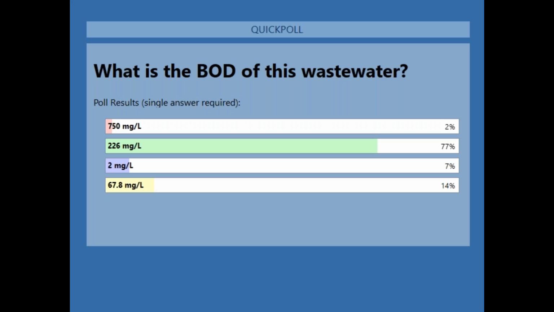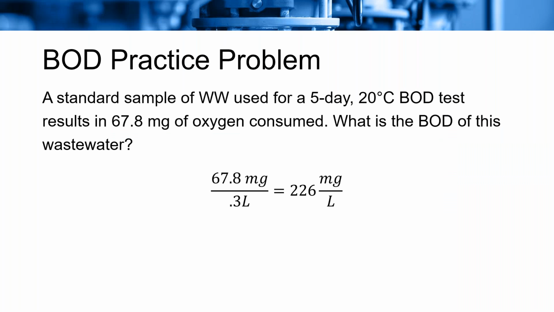All right, so again, it looks like most of us got this correct. I'll go ahead and show you the answer to the problem. Again, it's pretty simple. We're just dividing 67.8 milligrams by 0.3 liters, and that results in 226 milligrams per liter. Some possible errors could have been if you just put down 67.8 as milligrams per liter, or if you, instead of dividing by 0.3, you multiply by 0.3.